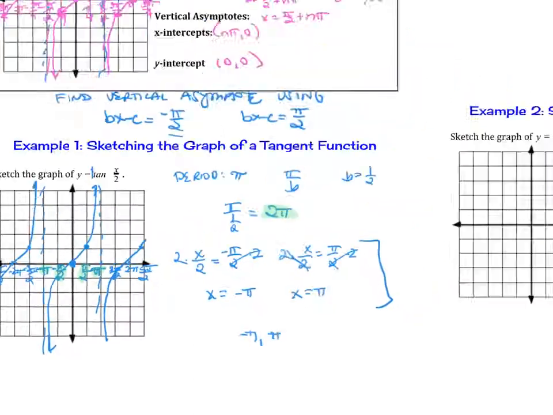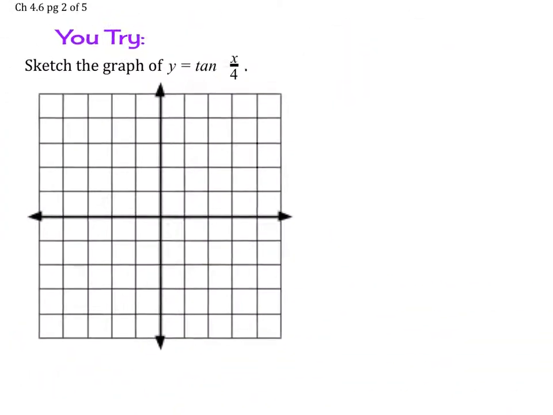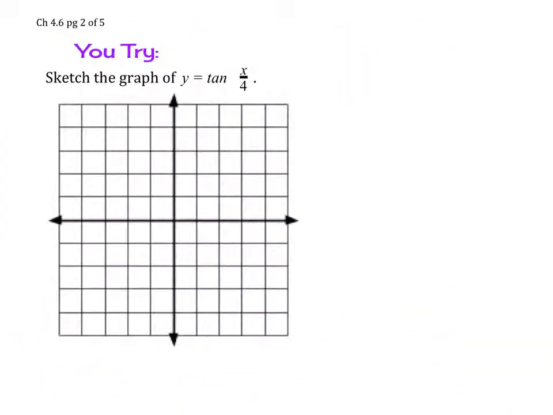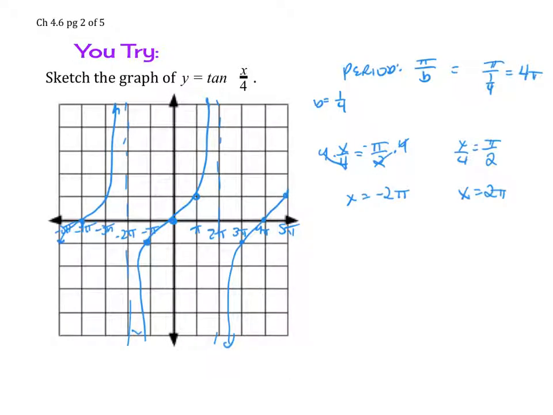So try one example here. Sketch the graph of y equals tangent of x over 4. So we tried it out. The period was 4 pi. If you plugged it in to figure out the left and the right, then you plugged in x over 4 equals negative pi over 2. So x equals negative 2 pi. And then on the right side, x equals 2 pi.